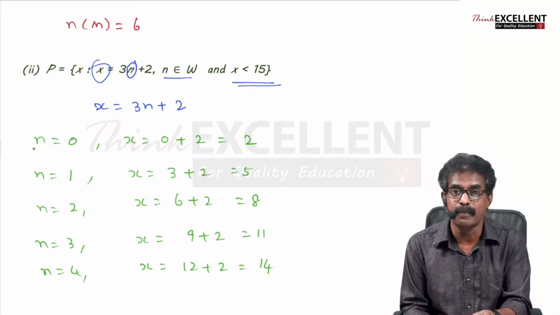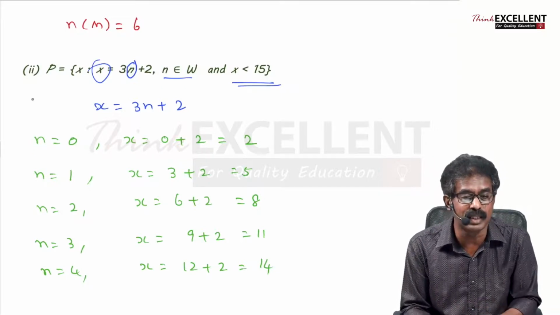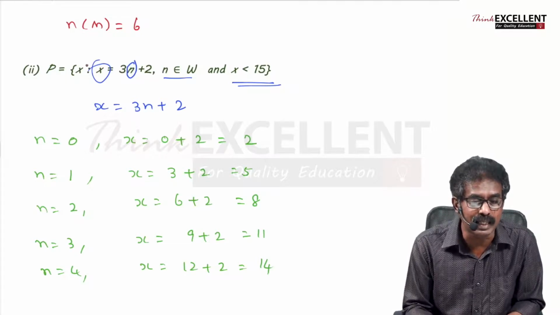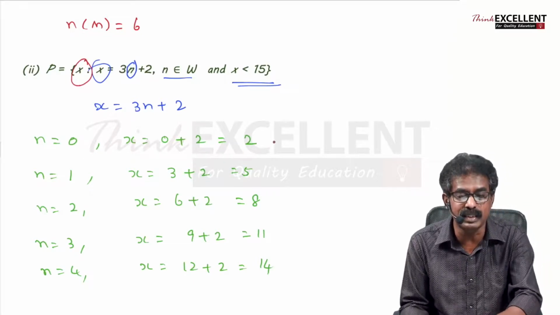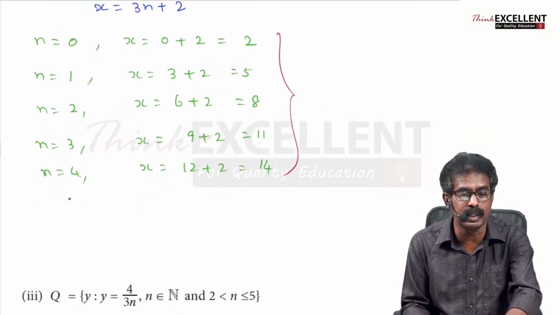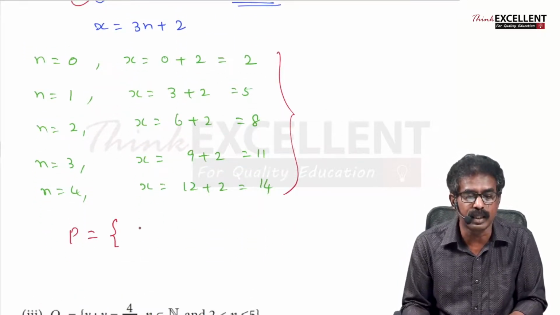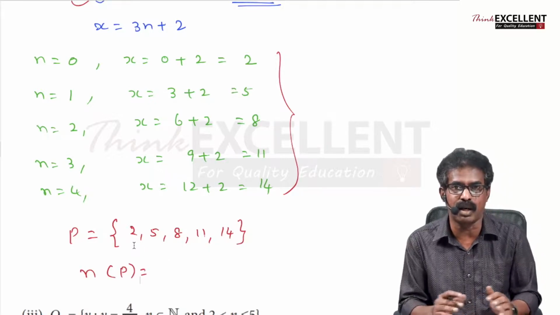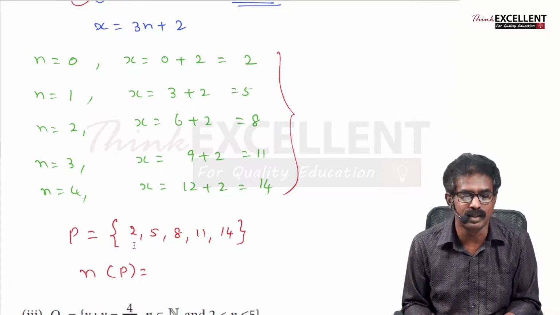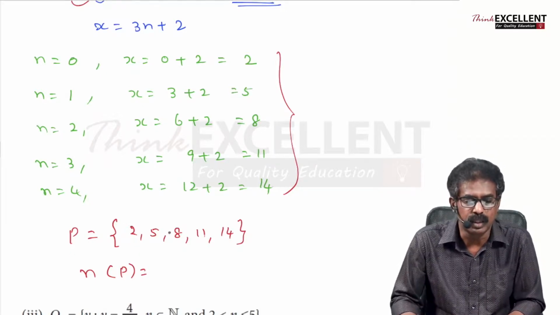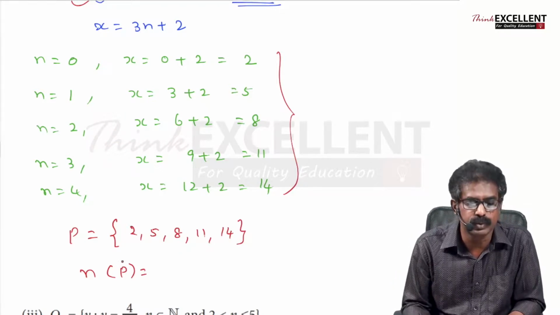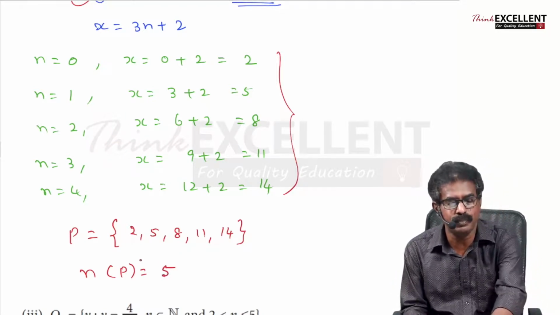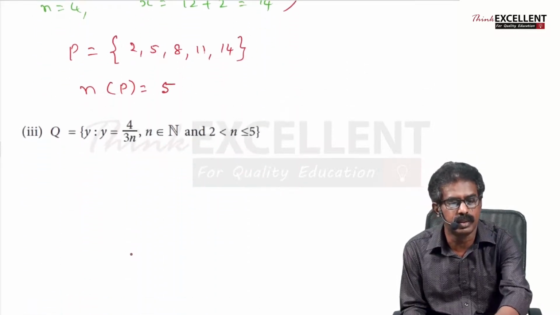And in the answer, whether you write the n value or the x value, see the question, set of all x. Set of all x. So these x values, you write as your answer. So P equals the x values. What are the x values? 2, 5, 8, 11, 14. Okay, now you can find the cardinal number. Don't stop here after writing P. After all the hard work, if you leave that, you lose marks, right? Count the number of elements. 1, 2, 3, 4, 5. There are 5 elements. So the cardinal number is 5. Now see the next question.